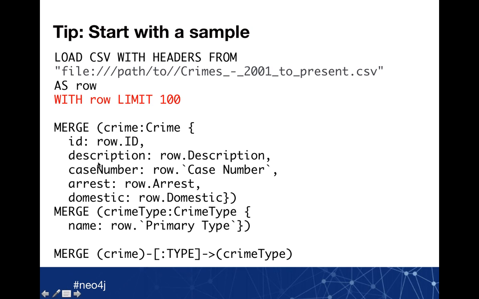So you can see here, I actually got a new command. We've got a WITH. The WITH command allows you to connect two parts of a query together. All it's doing in this case is saying I want to load rows from this file, but I want you to stop at 100, and then I want you to create the graph with those 100. And obviously this is much quicker than doing it with 4 million.